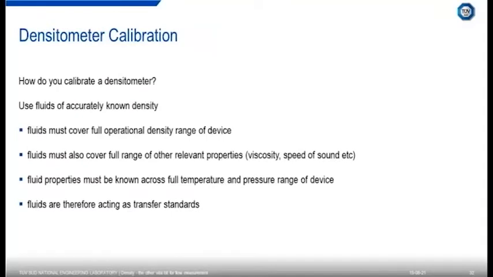So, how do you calibrate a densitometer? Well, use fluids of accurately known density. So the fluids have to cover the full operating density range of the device. They should cover the full range of other relevant properties, viscosity, speed of sound. So the properties must be known across the full temperature and pressure range of the device, because the fluids, therefore, are acting as your transfer standards.